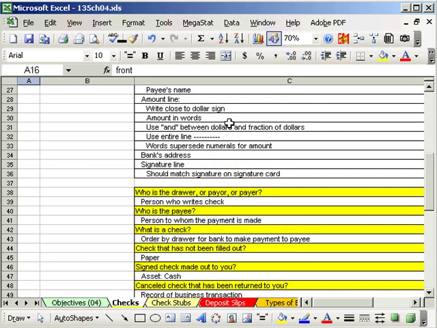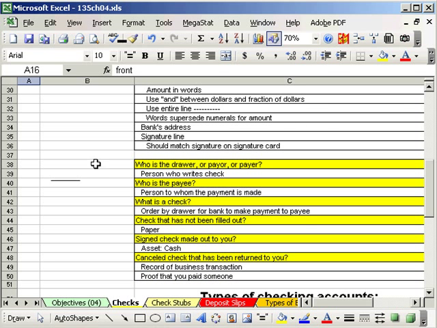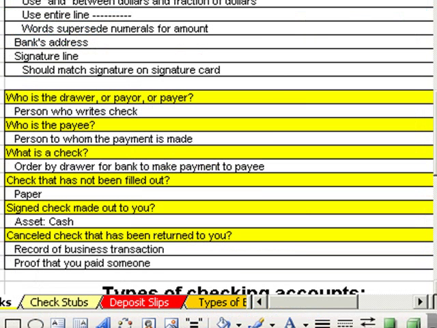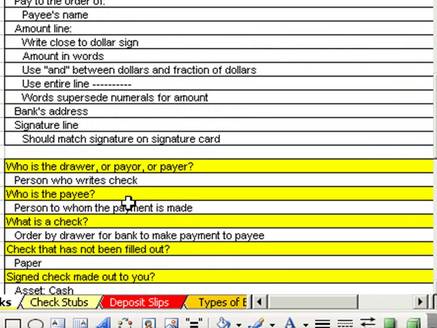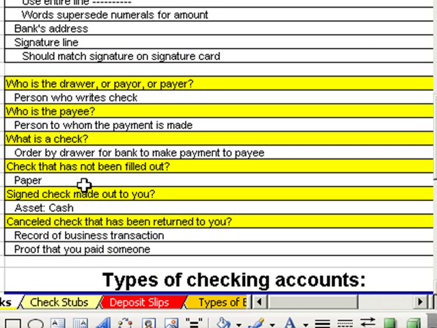There's some stuff there you can read, but let's just take a little quiz here. Who is the drawer or payer? It's the person who writes the check. Who is the payee? The person to whom the payment is made. What is a check? An order by the drawer for a bank to make a payment to the payee. That's why it says pay to the order of. This is an order. You just gave an order to the bank. You said, hey bank, please pay this payee from my account.